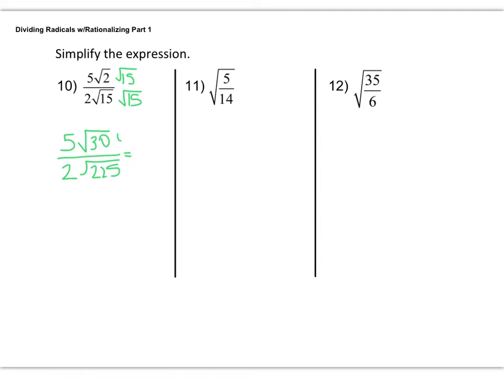We just looked at the factor tree on the last one of 30, which we know did not have any pairs. So that stays 5 radical 30. Here radical 225 is just 15. So 2 times 15 is 30. And then look at those outside numbers, 5 and 30. 5 and 30 can both be divided by 5. So 5 divided by 5 is 1. 30 divided by 5 is 6. So we get 1 radical 30 over 6.